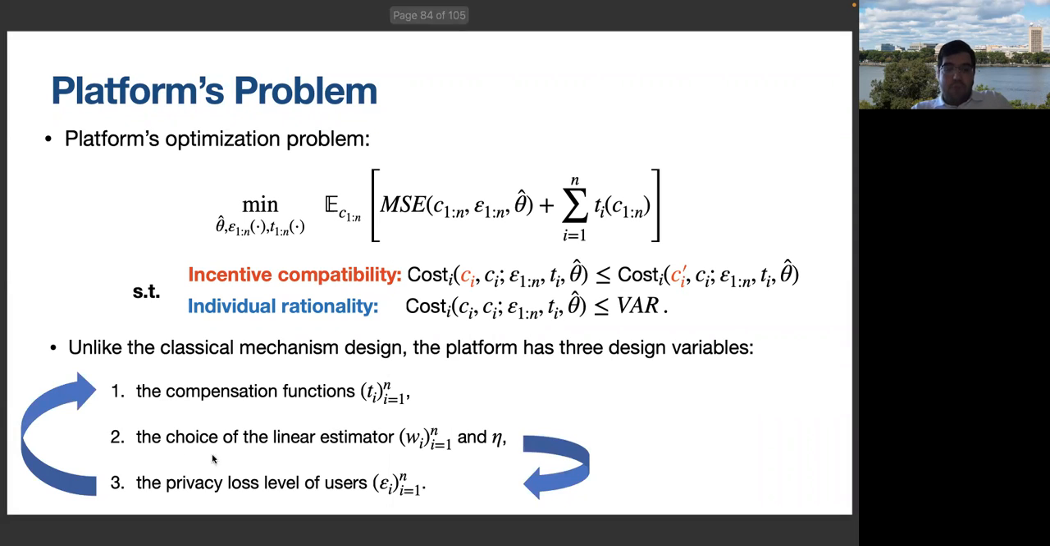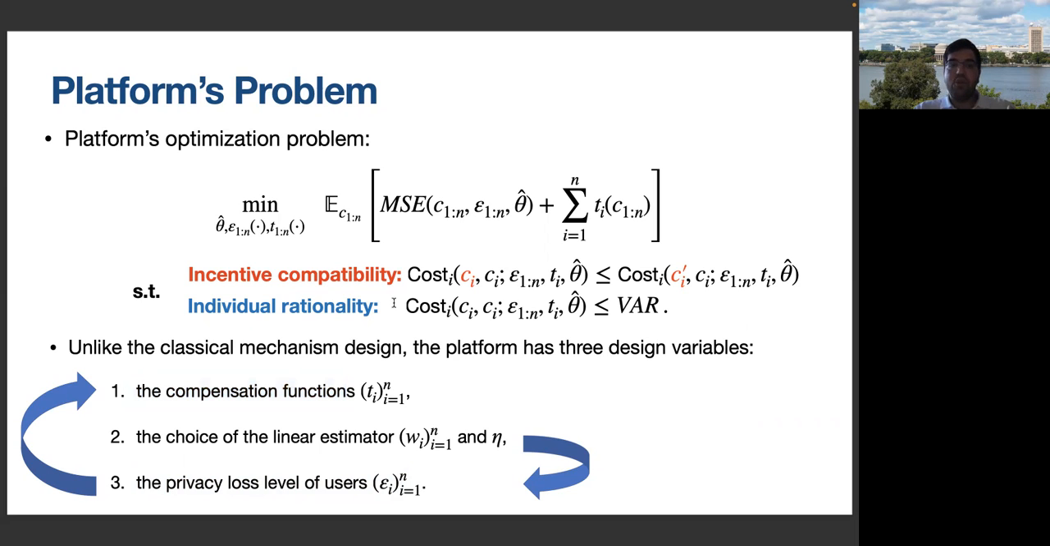Because your choice of estimator will affect your privacy loss levels epsilon i. Your choice of weights will affect your privacy loss level. And the change in privacy loss level will change the compensations that the users receive. And so we need to somehow minimize them, but they are all correlated with each other.